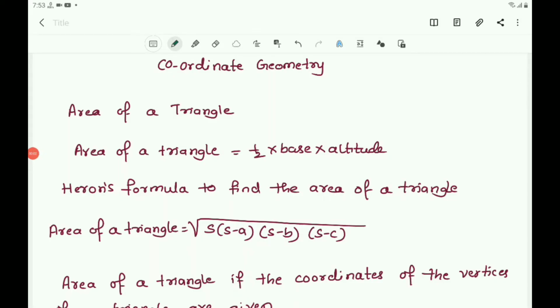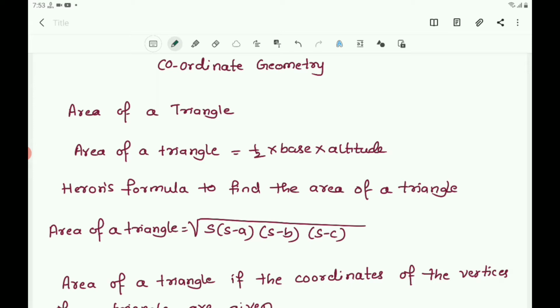Children, now let us continue the chapter Coordinate Geometry. You learnt about the distance formula, section formula, midpoint formula, etc. Now let us discuss the area of a triangle.